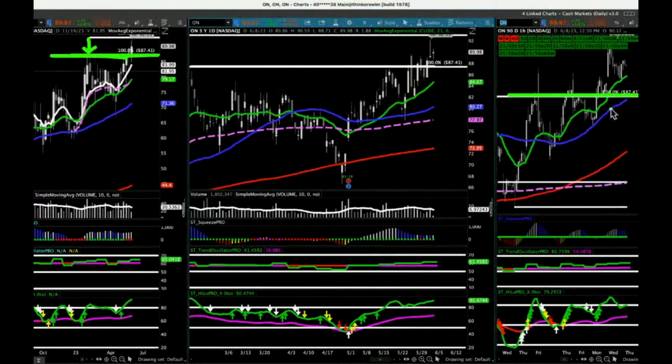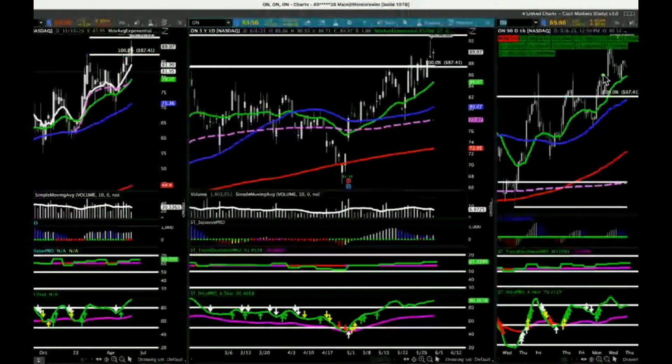Now I could get an earlier level. You could probably even use the 21. The thing is, we don't know exactly where the level will be. We're going to be looking there at the 21. I think that's valid. So that's 89 bucks, 89.14 to be exact, or 87.41, the previous highs. We don't know which level it's going to be, but we know where they are.